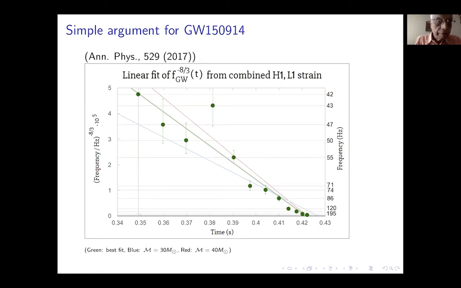The green dots refer to f to the minus 8/3 for both H1 and L1, from Hanford and Livingston, as a function of time. You can just fit a straight line to this, and the slope of this straight line will tell you what the chirp mass is. The green one is the best fit. The blue one corresponds to a chirp mass of about 30 solar masses, and the red one to 40 solar masses. So just based on this, you get that the chirp mass was something between 30 and 40 solar masses. Okay.